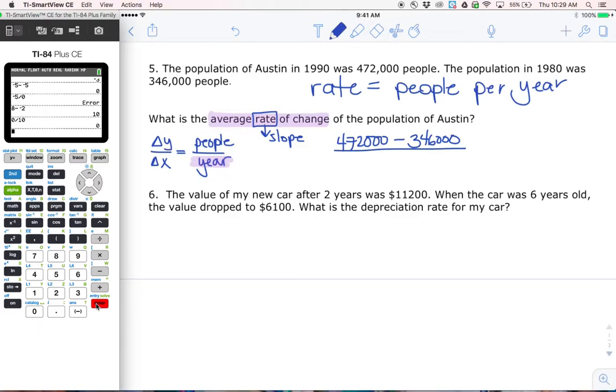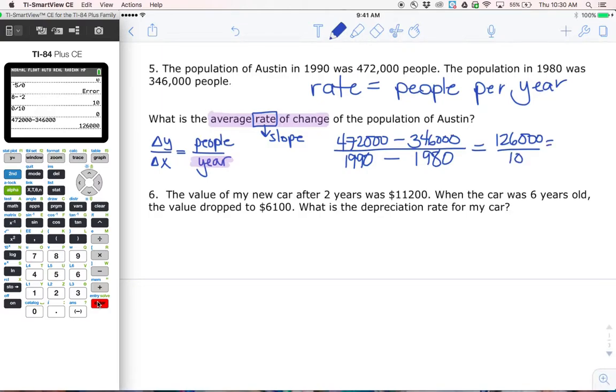And on the bottom, the difference in the time. Just make sure they line up, right? 472,000 went with 1990, and 346,000 went with 1980. Don't mix those up, all right? And we're going to subtract these, and we're going to get, let's see, 472,000 minus 346,000 is giving us 126,000 people over 1990 minus 1980, which is 10.